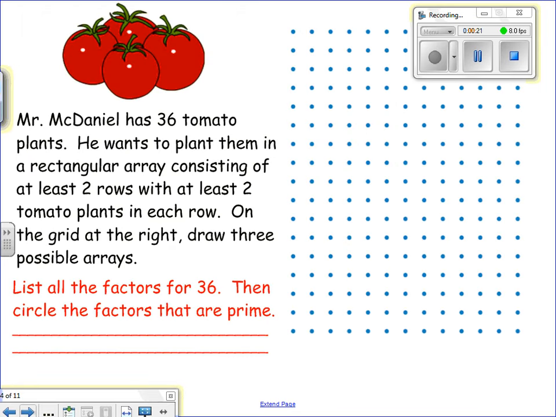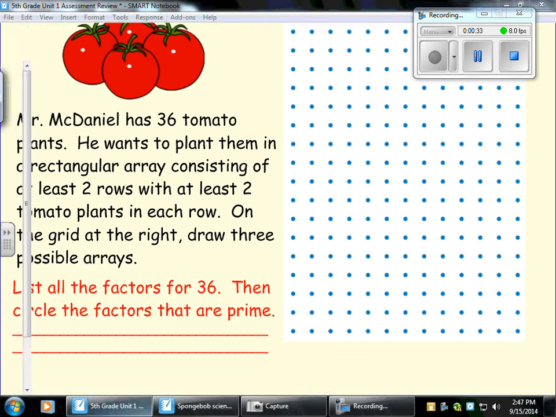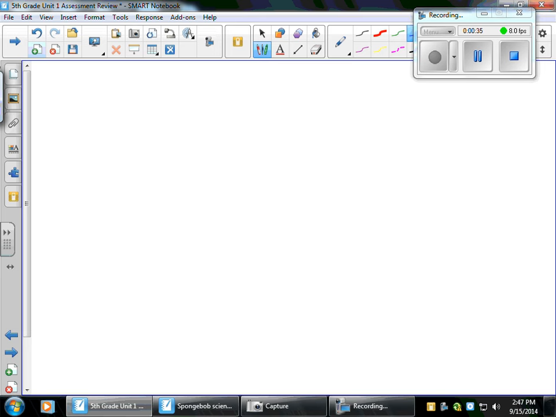First part, Mr. McDaniel has 36 tomato plants. He wants to plant them in a rectangular array consisting of at least 2 rows with at least 2 tomatoes in each row. On the grid at the right, draw 3 possible arrays. Well, I'm going to take the number 36 and make a factor tree, first of all, with 36. I have the number 1 and I have the number 36.